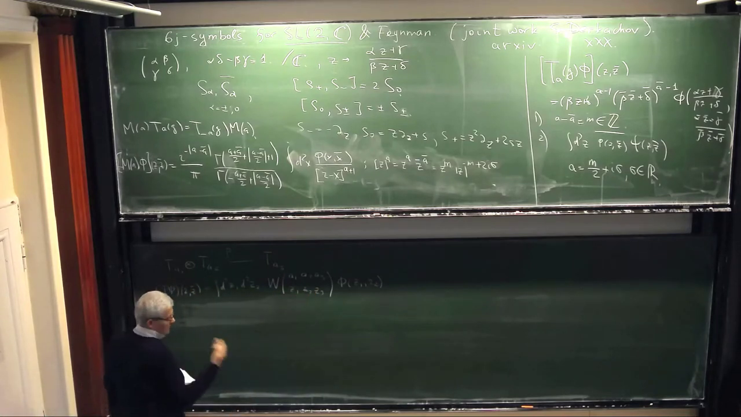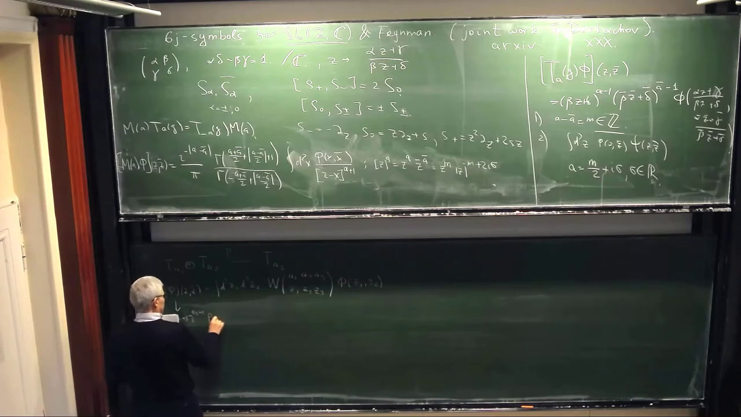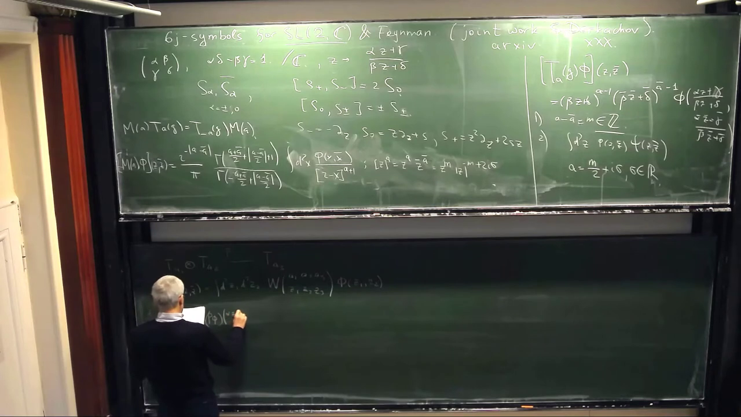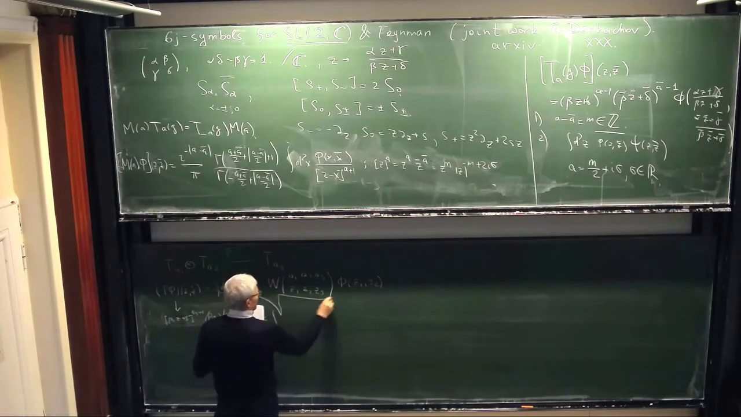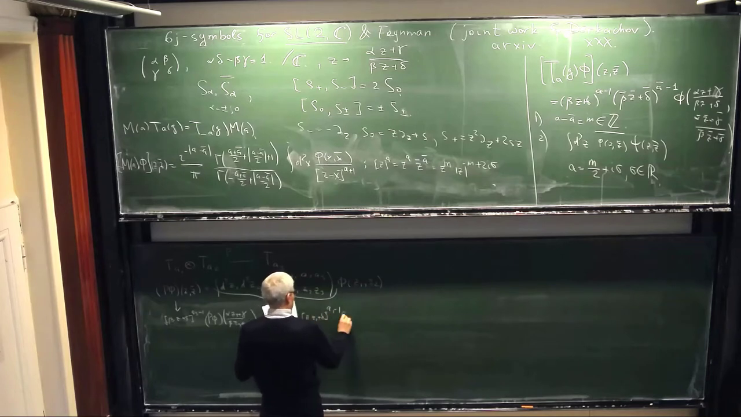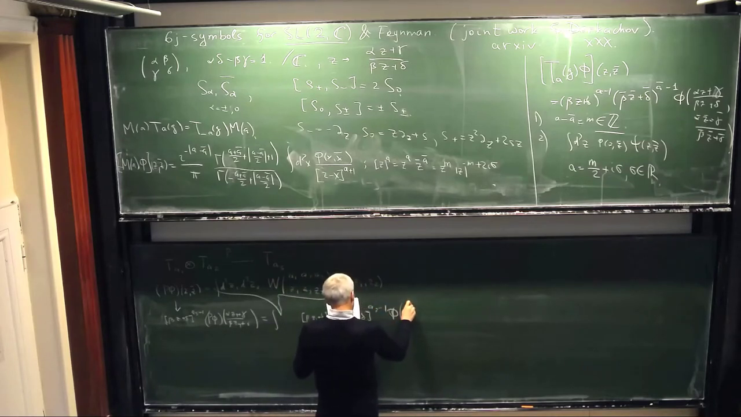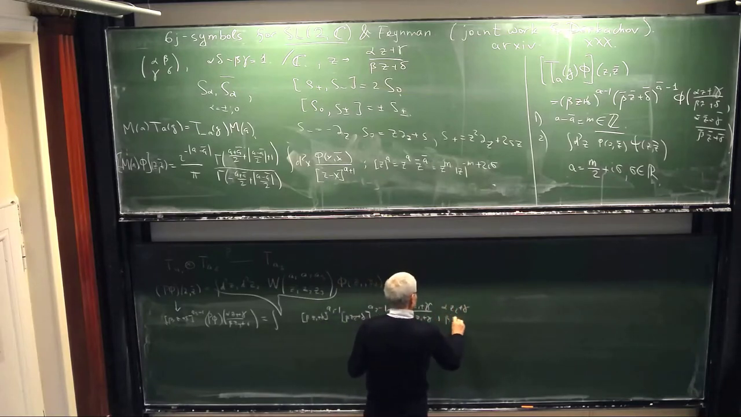What does it mean? It means that under the action of the SL(2,C) group, this must transform as (beta z plus delta) to the A3 minus 1 times the projected function, where the argument is (alpha z3 plus gamma) over (beta z3 plus delta). And it must be the same here, where I now have of course this representation, (beta z1 plus delta) to the A1 minus 1, (beta z2 plus delta) to the A2 minus 1, and here I have (alpha z1 plus gamma) over (beta z1 plus delta), and (alpha z2 plus gamma) over (beta z2 plus delta).